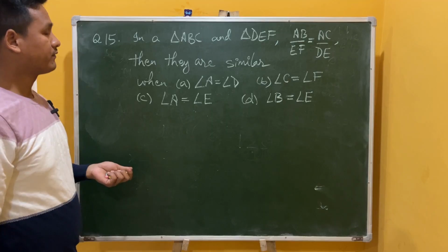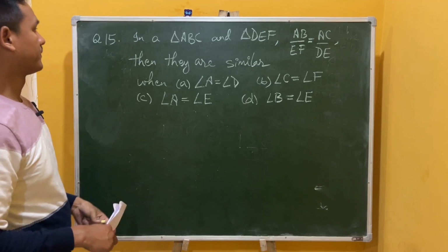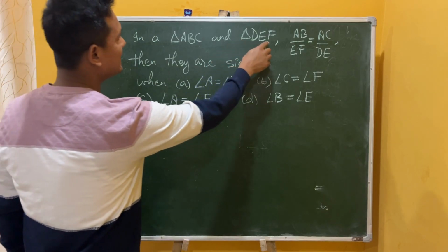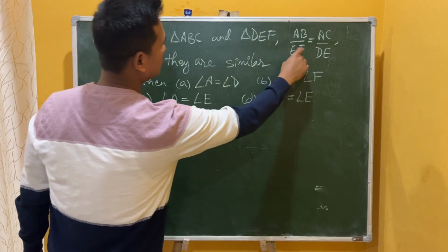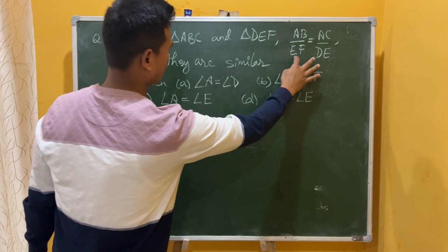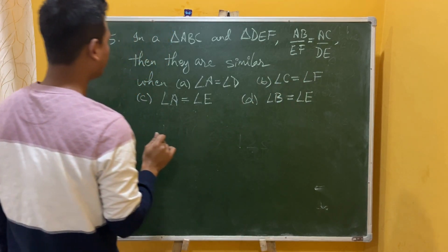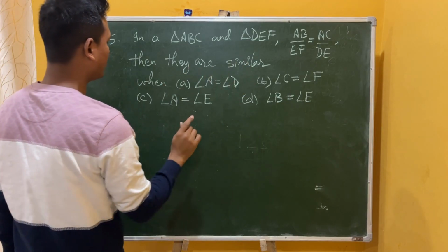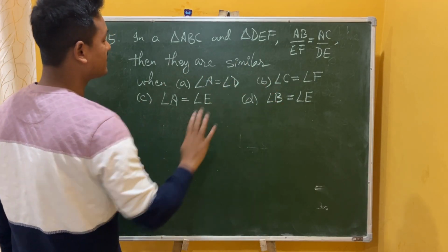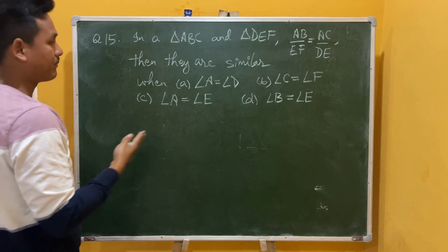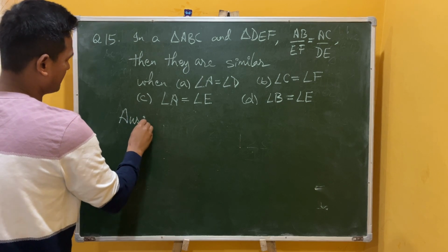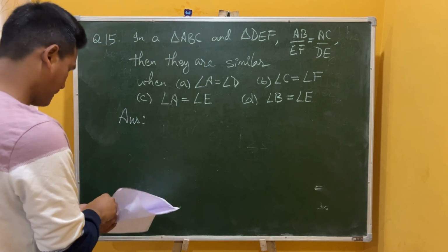Here we have a question from similarity of triangles. In a triangle ABC and triangle DEF, the two ratios are equal, meaning they are in proportion. Then they are similar when one of these happens. Okay. So how do we solve it, let us draw the two triangles.